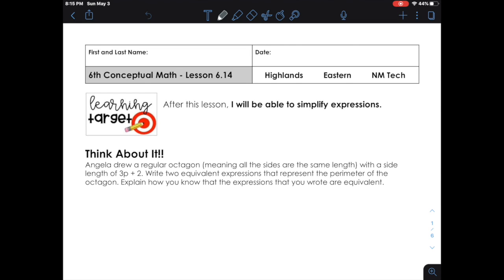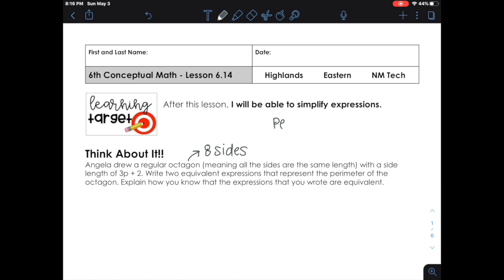It says Angela drew a regular octagon. A regular octagon means that all the sides are the same length. And don't forget, an octagon has 8 sides. Okay? So Angela drew a regular octagon with a side length of 3p plus 2. Write 2 equivalent expressions that represent the perimeter of the octagon. Explain how you know that the expressions that you wrote are equivalent.